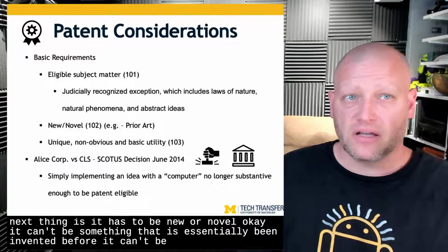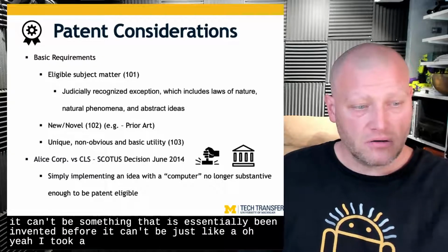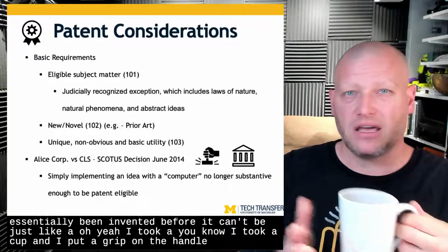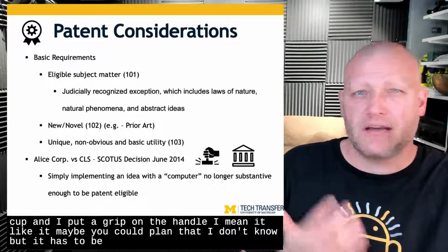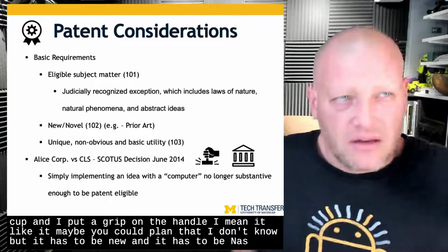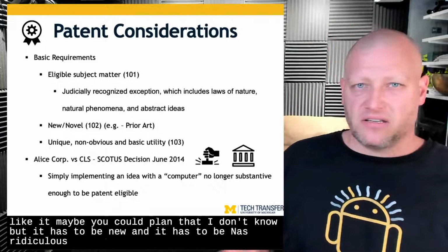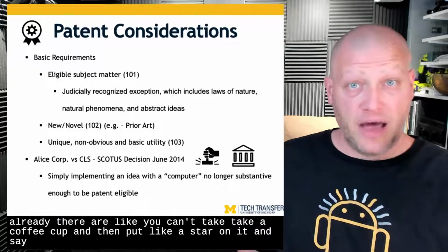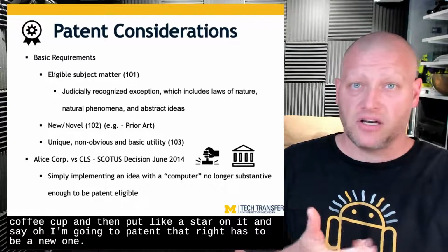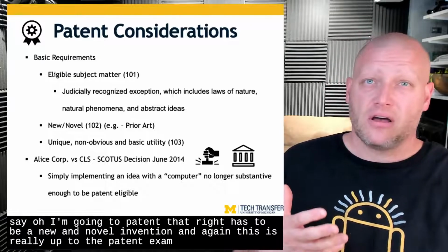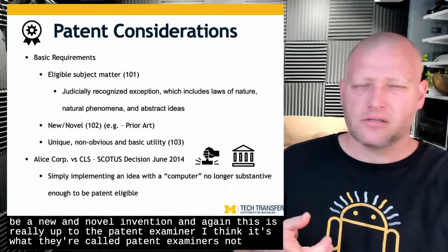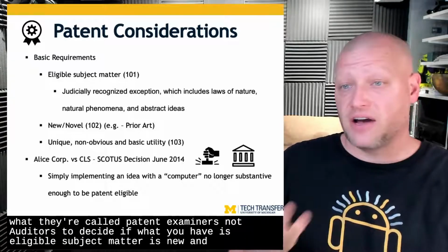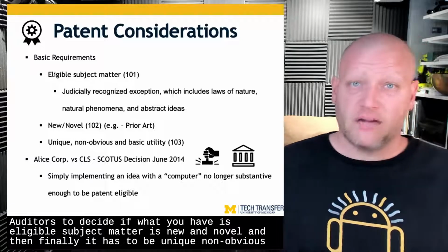It can't be just like, oh yeah, I took a cup and I put a grip on the handle. I mean, maybe you could patent that, I don't know, but it has to be new and it has to be novel, right? It can't be just some ridiculous addition to something that's already there, or like you can't take a coffee cup and put a star on it and say, oh, I'm going to patent that, right? It has to be a new and novel invention. And again, this is really up to the patent examiner. I think that's what they're called, patent examiners, not auditors, to decide if what you have is eligible subject matter, is new and novel, and then finally it has to be unique, non-obvious, and of basic utility.